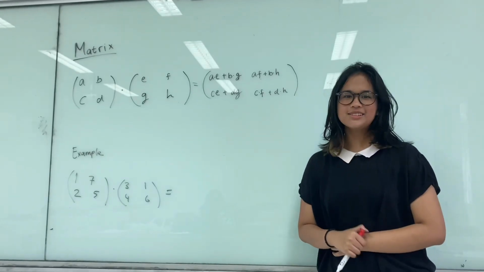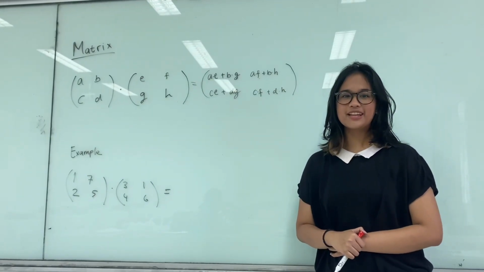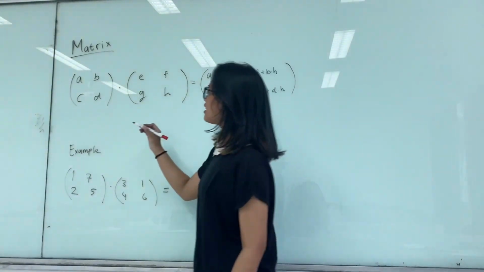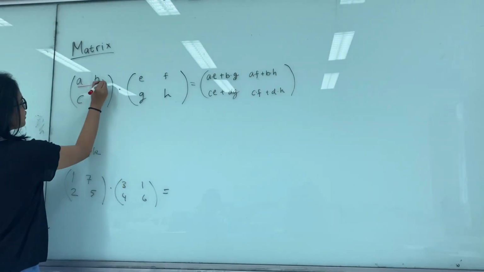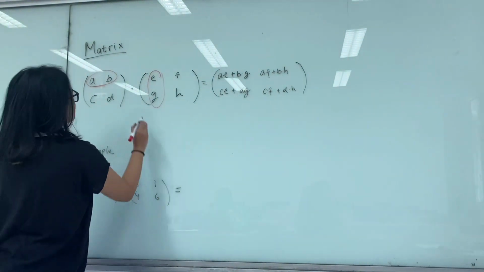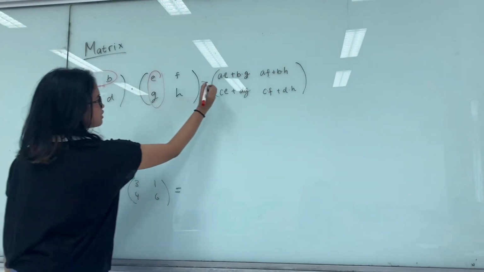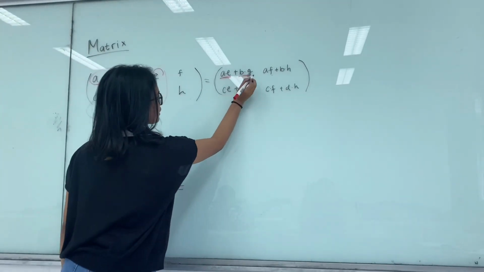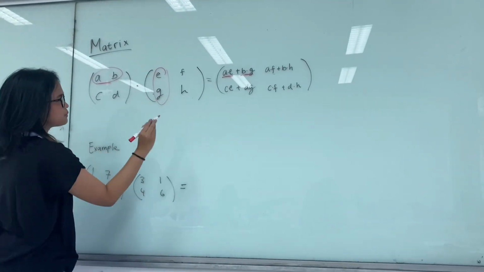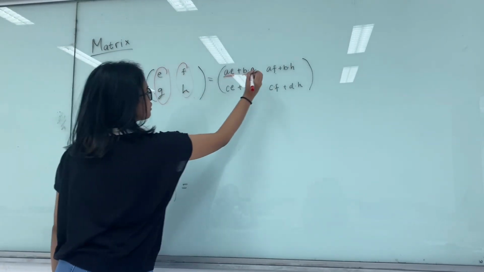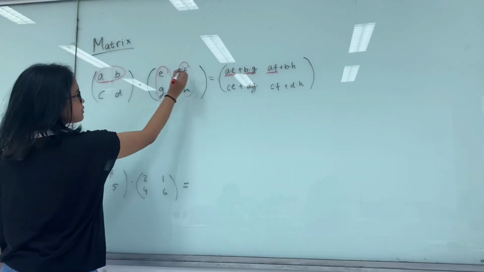Now we're going to talk about multiplication in matrix. The formula is row times column. Okay, let's see. A times E plus B times G. Row times column. Next, A times F, then B times H.